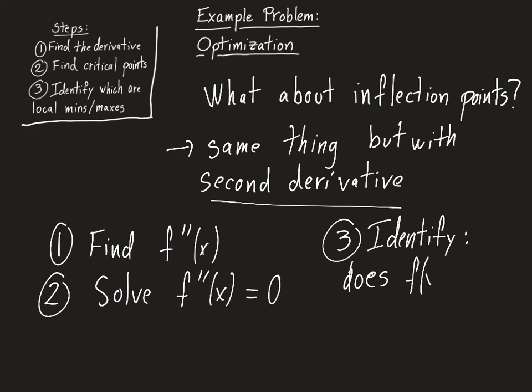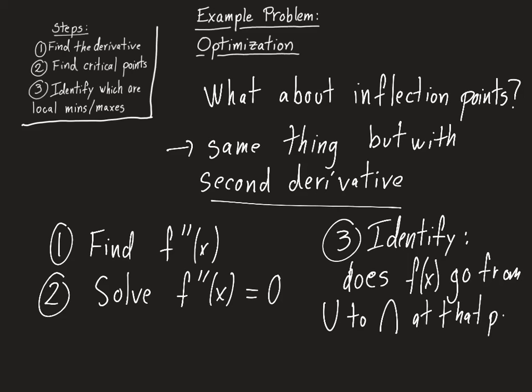does f of x go from concave up, which looks like an upward shaped U, to concave down at that point, or vice versa. And once again, to check this out, you can simply graph the function and look at it. This is all that's involved with finding inflection points.